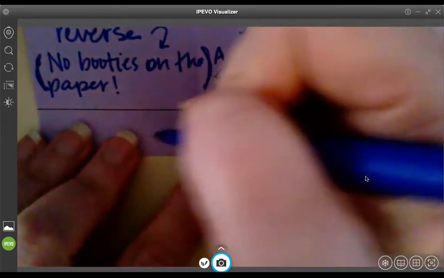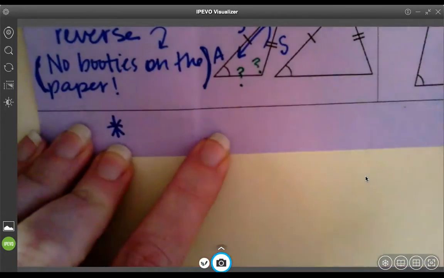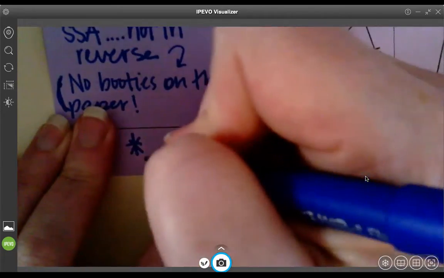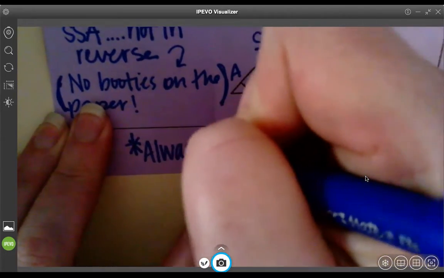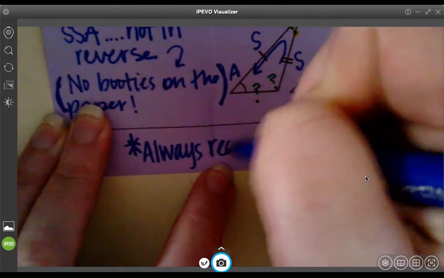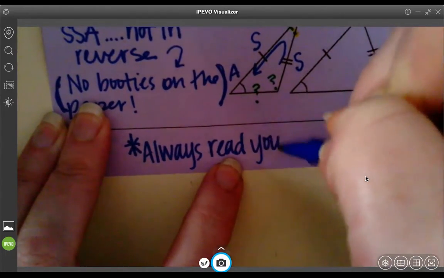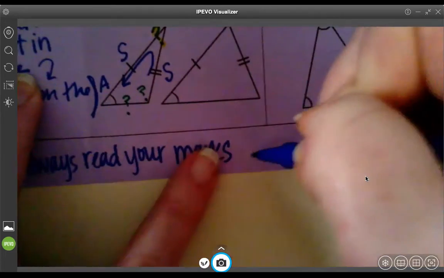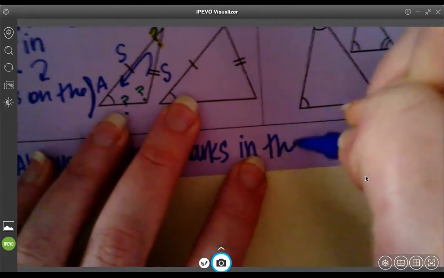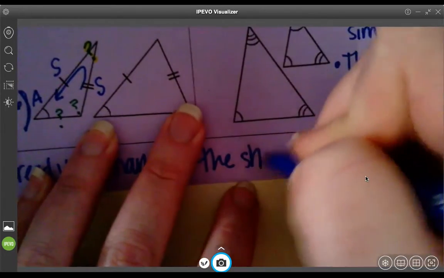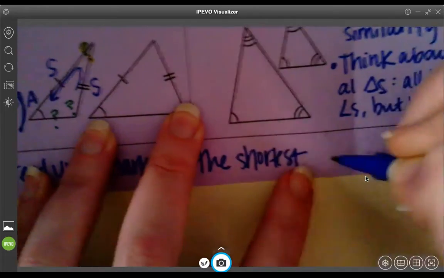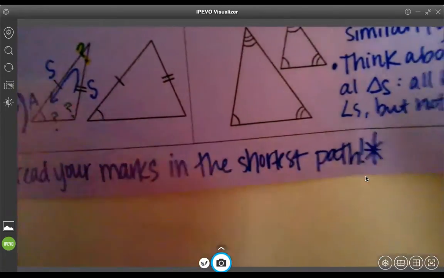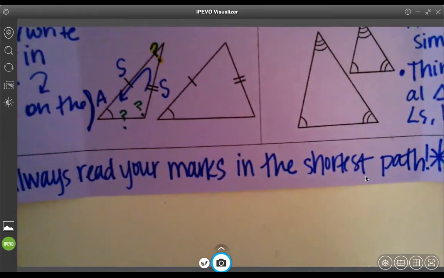And that's something that we're going to write down here in the bottom. This goes for every postulate that we have, or every theorem. Always read your marks in the shortest path.